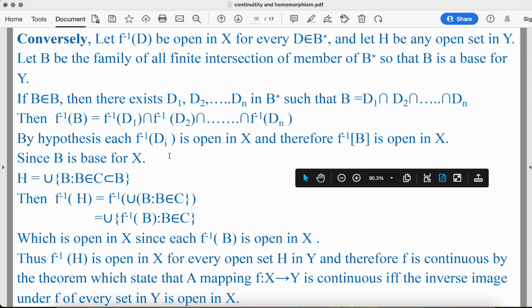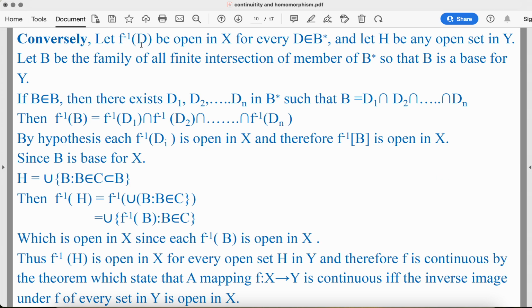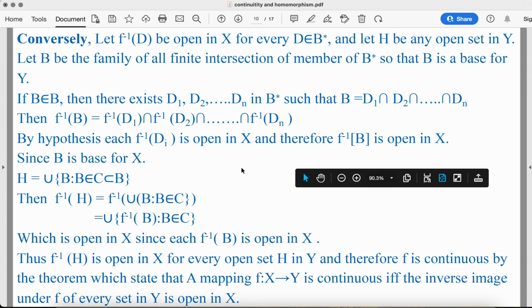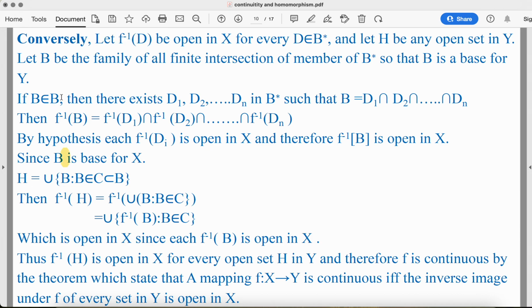Now by hypothesis, each f inverse Di is open in X, because we have assumed that f inverse D is open in X. So each f inverse Di is open in X. Therefore, f inverse B is open in X. But B is a base for Y, with B belonging to B star.